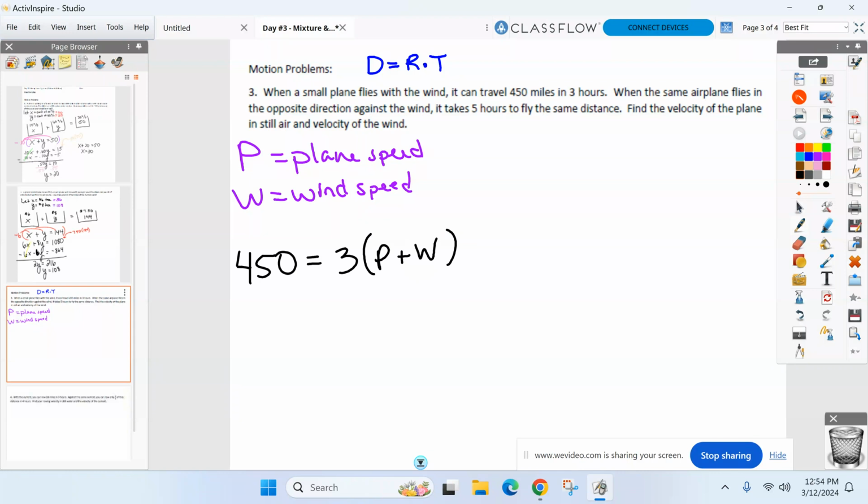It's going to be the same thing for going against, except for one little change. Airplane flies in the opposite direction. What's the distance? What's the distance? 450 still, because it said same distance.